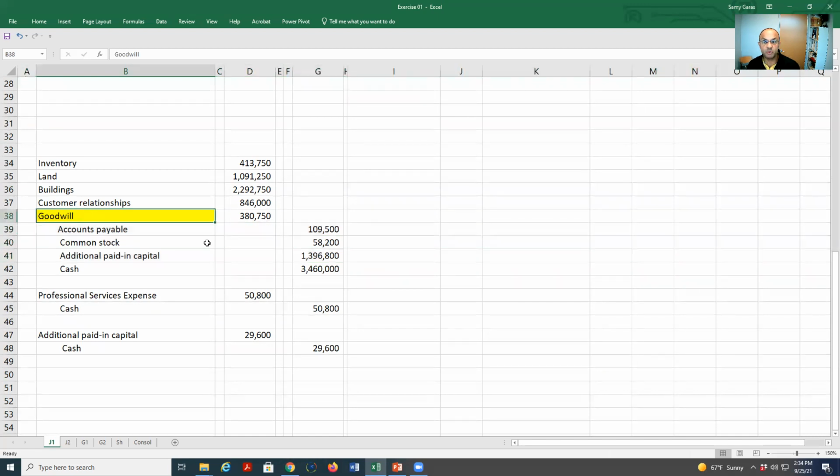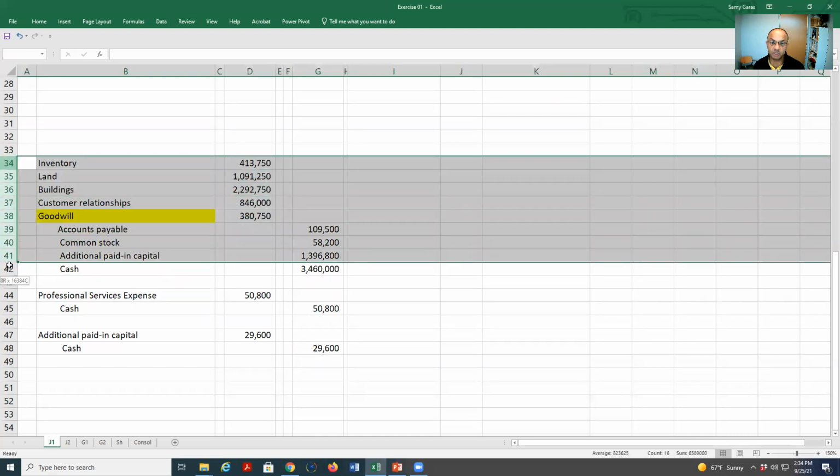How do we get the goodwill? The total amount of the credit is usually higher than the debit amounts, and the difference will go to goodwill. In the next exercise, you will see that the debits are higher than the credits, so the difference will fall on the credit side, and we call it gain on acquisition. So this is the first journal that you need to know.